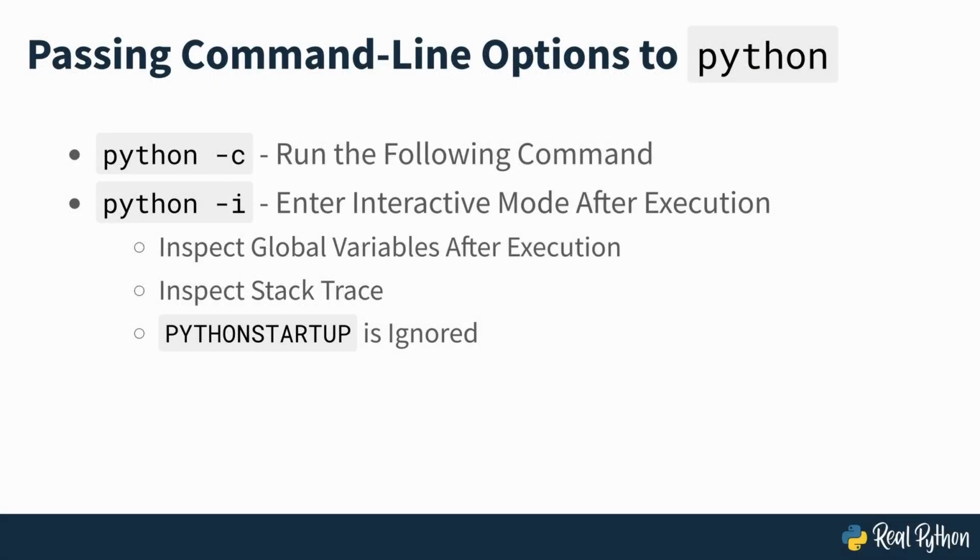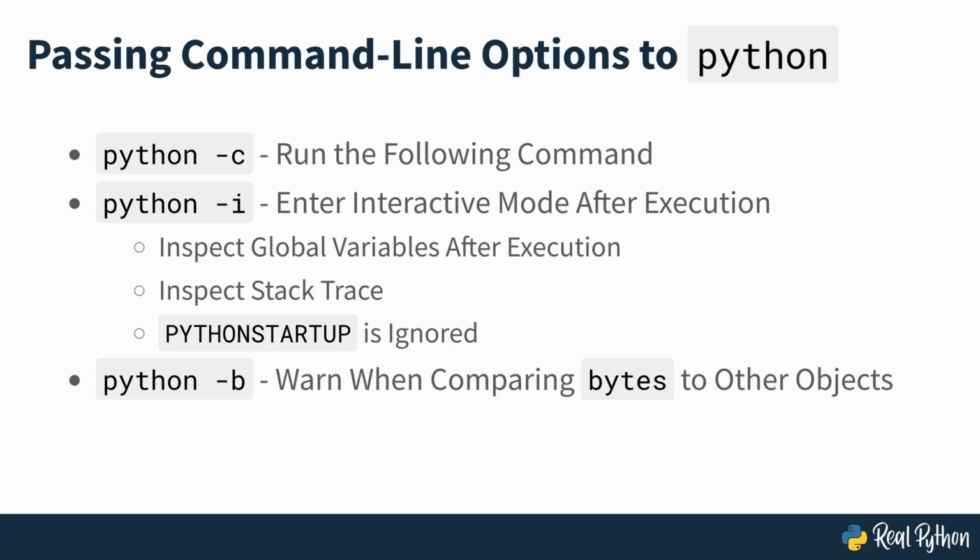Note that when you use the -I command line option with the Python command, the PYTHONSTARTUP environment variable won't be read. You'll learn more about this environment variable later on in the course. The -b flag is another command line option to consider when you run Python in an interactive mode.